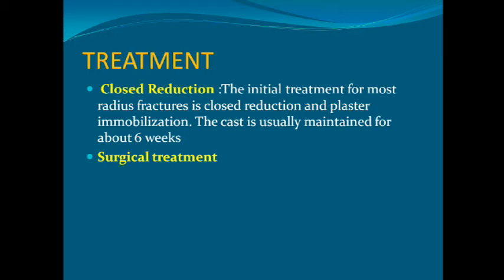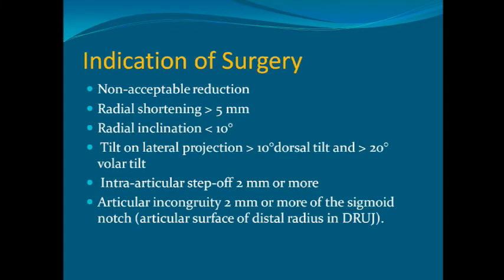If we are not getting adequate reduction from closed reduction, we will go for surgical treatment. So when is surgery indicated? When the reduction is not acceptable, when radius shortening is greater than 5 mm, radial inclination less than 10 degrees, tilt on lateral projection greater than 10 degrees dorsal tilt or greater than 20 degrees volar tilt, intra-articular step off of 2 mm, articular incongruity 2 mm. You can remember this, but it's not necessary that you have to remember this.